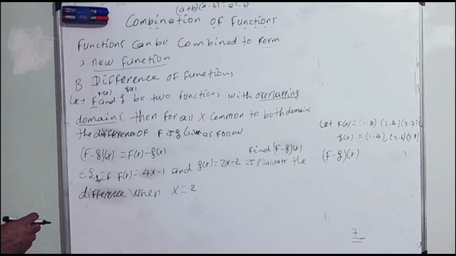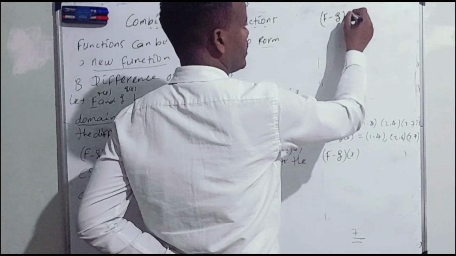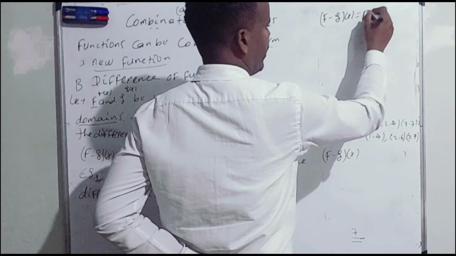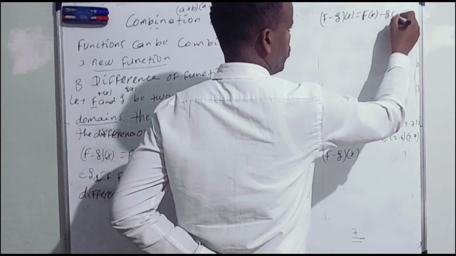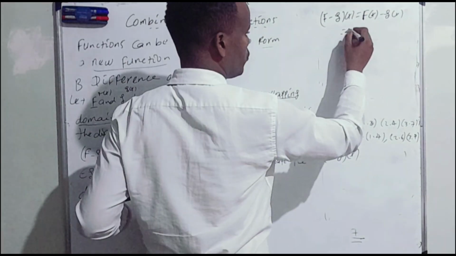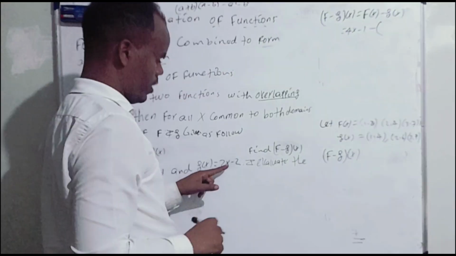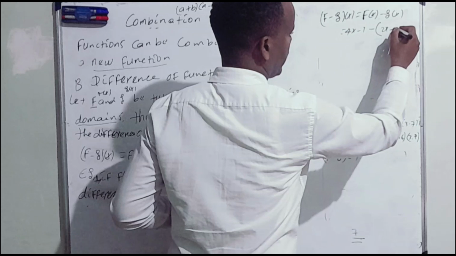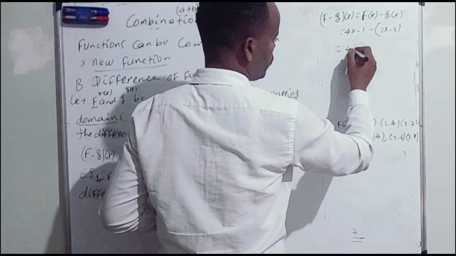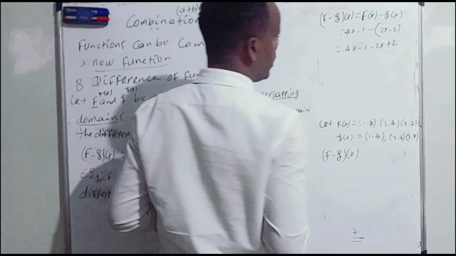When x is equal to 2. This means (f − g)(x) = f(x) − g(x). Then what is f(x)? f(x) = 4x − 1, and minus here is the bracket (2x − 2). Here it is 4x − 1 minus 2x plus, that is, we multiply by the negative.